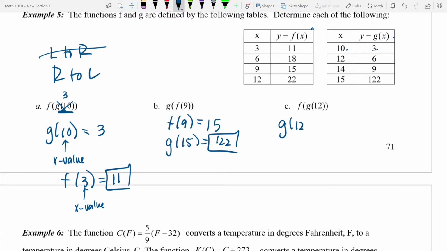Find g of 12. Go to the g of x table. The 12 is an x. What's your y? A 6. Now you find f of 6. Go to the f of x table. If x is a 6, what's y? 18. That's your only answer.